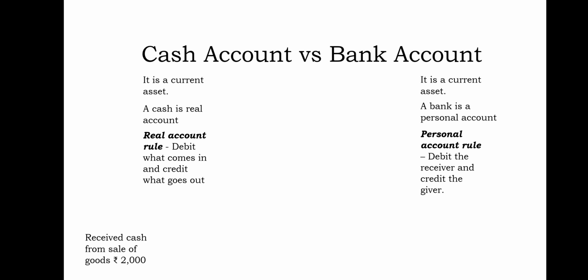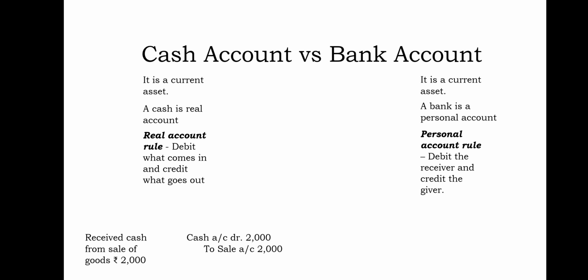You received cash from sales of goods, 2000 rupees. As you know, the journal entry will be very simple, that is cash account debit to sales account 2000. Now what we have to learn here is that cash is debited in this entry. Cash is debited in this entry because cash is a current asset. Whenever cash comes in your business, you treat it as a current asset. It is your own money. That is the reason cash is debited.